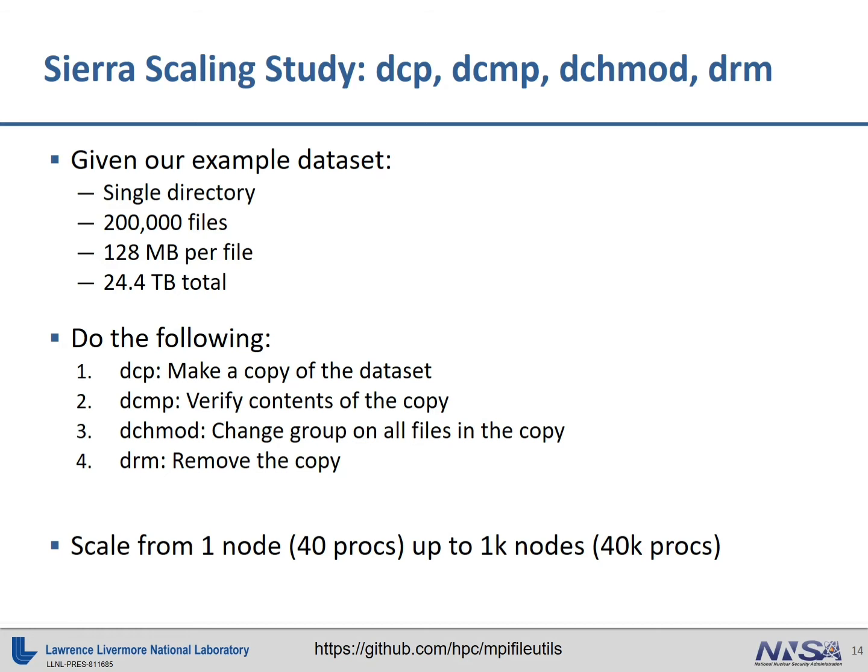First, we'll use dcp to make a copy of the dataset. After the copy, we use dcompare to compare the contents between the source and destination directory. Then we use dchmod to change the group on all the destination files. And finally, remove the destination copy with drm. We'll do this on the Sierra cluster at Livermore, and we'll scale up the node count from 1 node up to 1,024 nodes.